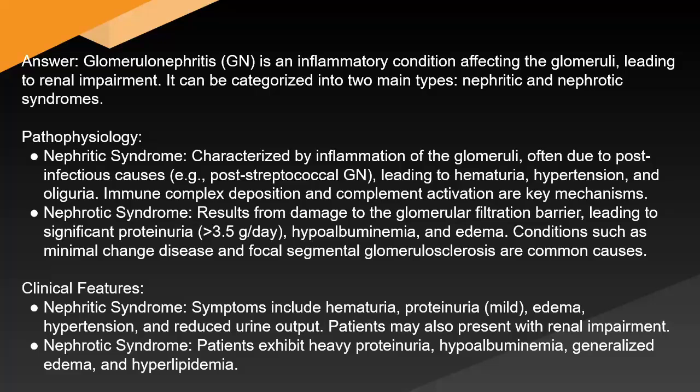Clinical features: nephritic syndrome. Symptoms include hematuria, proteinuria, mild edema, hypertension, and reduced urine output. Patients may also present with renal impairment. Nephrotic syndrome: patients exhibit heavy proteinuria, hypoalbuminemia, generalized edema, and hyperlipidemia.